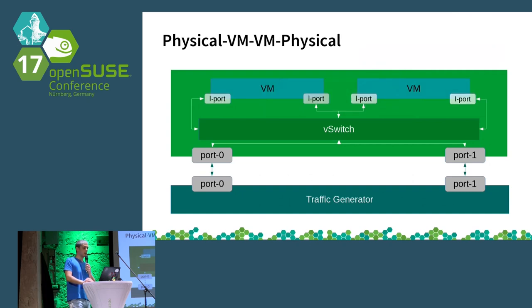Finally, there is the more complex scenario where you have the frame hitting your vSwitch, then going up to a VM, and then that VM decides to send that frame to another VM. This is the intra-VM flow. So the vSwitch takes this frame again, figures that out, sends it to another VM, and then the second VM instead decides to send the packet out. So the vSwitch will figure this out and send it to the network card.